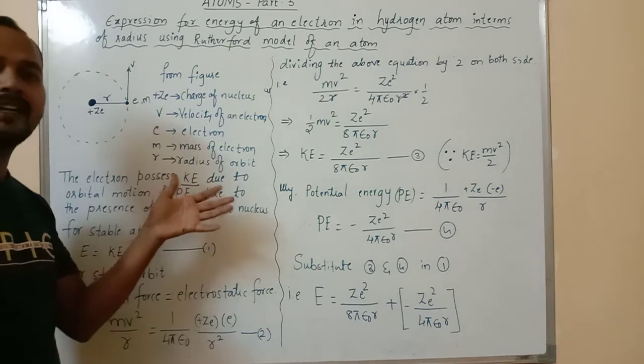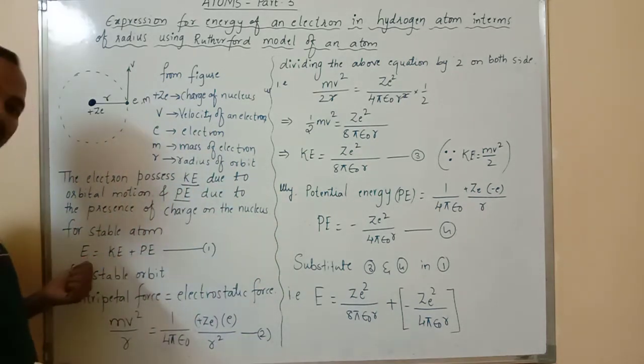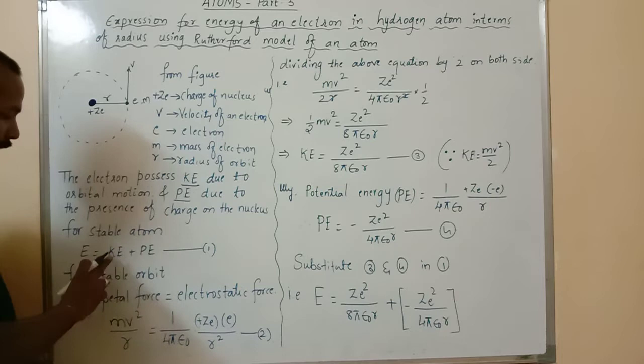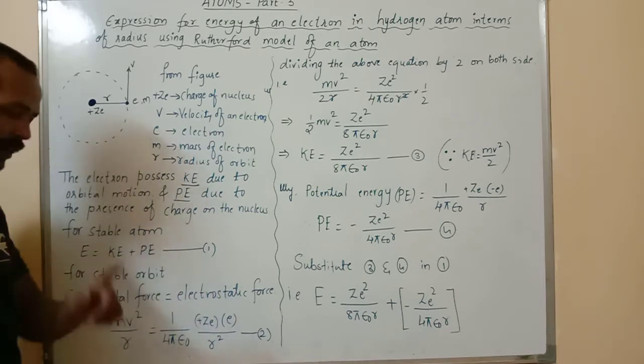Now for a stable atom, that is the aim of this chapter, right? We have to understand why the atom is said to be stable. For a stable atom, the total energy of the electron which is revolving in a circular orbit must be equal to the sum of kinetic energy and potential energy. I will consider this as equation number 1.